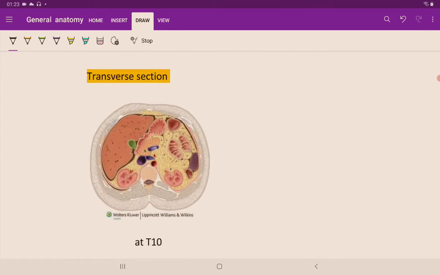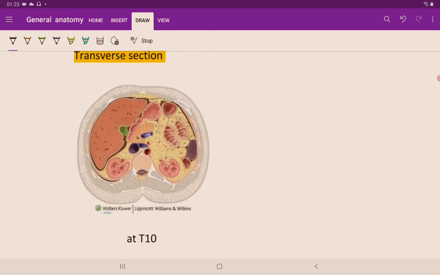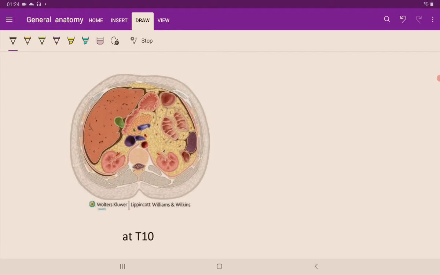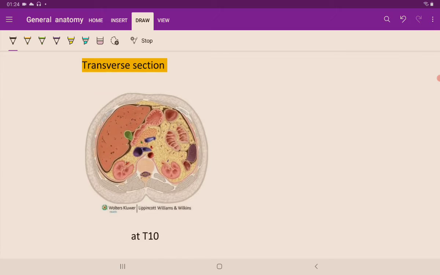See here guys, this is a transverse section at the level of T10. T basically represents the thoracic vertebra. At the level of T10 thoracic vertebra, we cut the person in half and we are looking at that person from above. That's the transverse section.